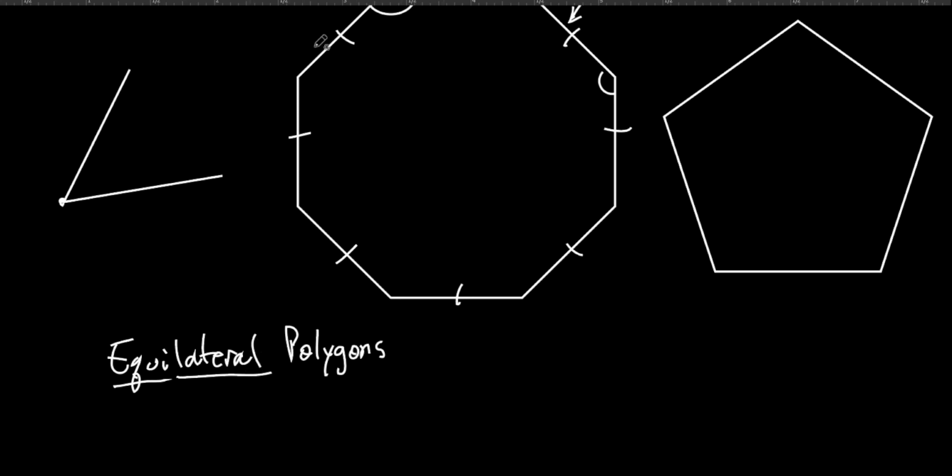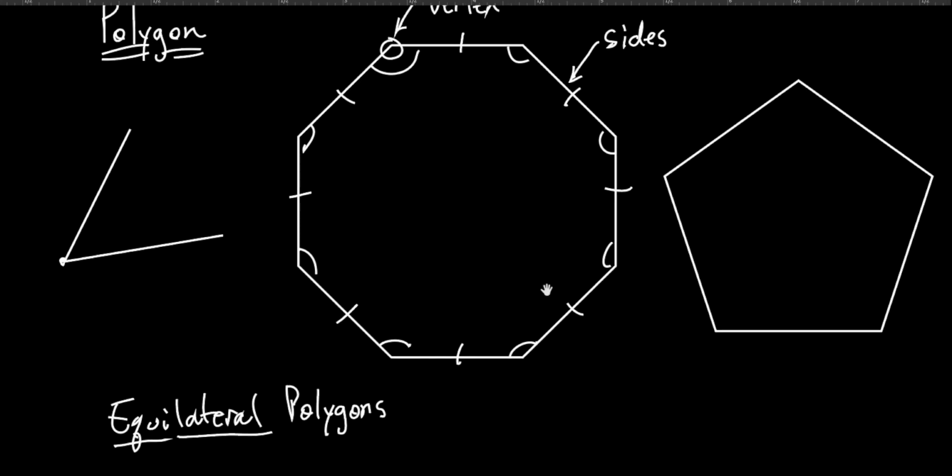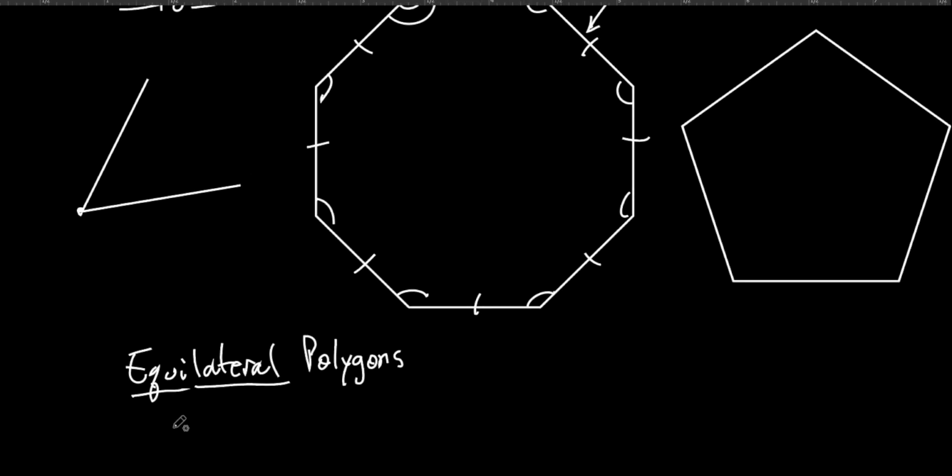What about all the angles? On this one, I made this so that all the angles were exactly the same, so I can put little arcs on all of them. If all of them have one arc, that means all the angles are exactly the same. We give that a name as well. We also use the equa to begin it, and then we use angular. So an equiangular polygon.